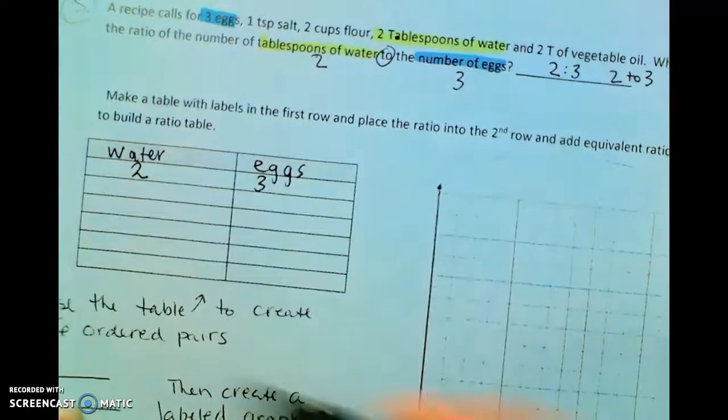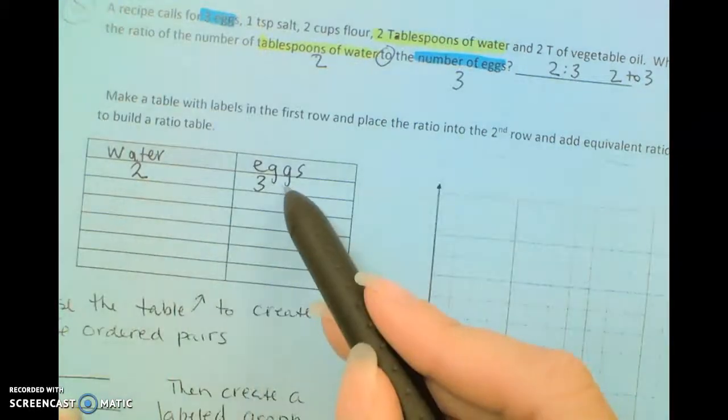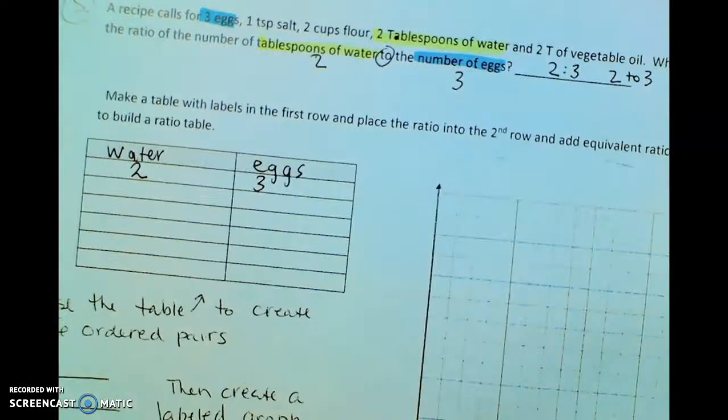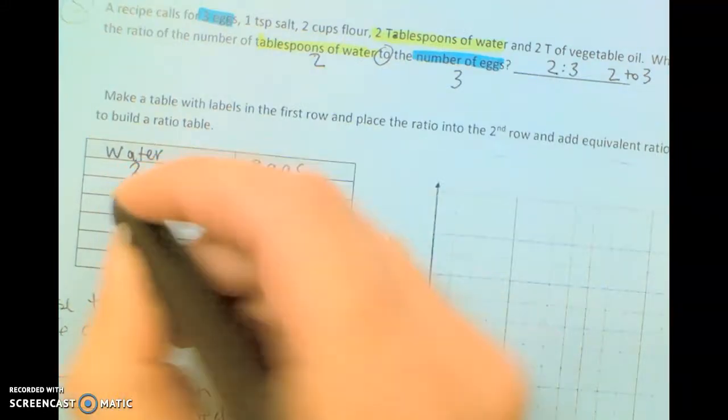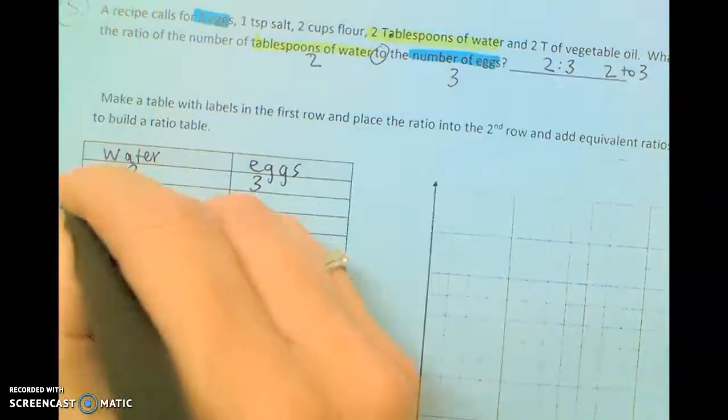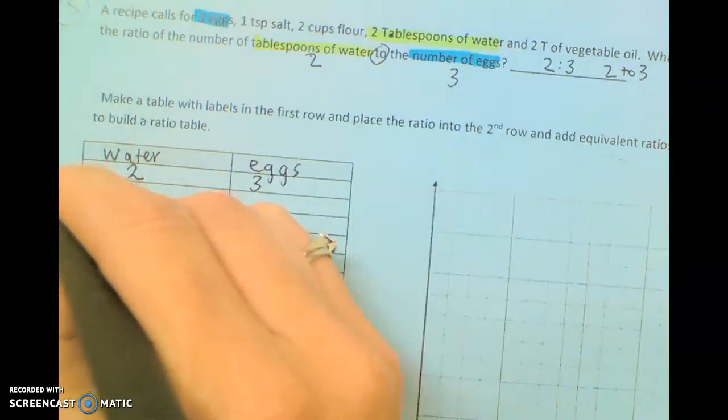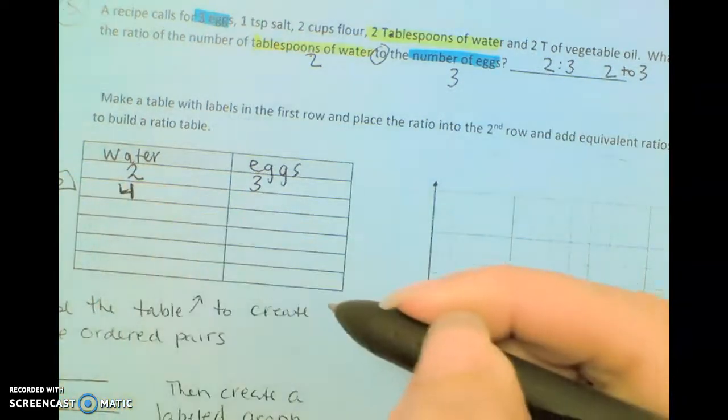Well, if they have to go in groups of 2 tablespoons and 3 eggs, that's how it gets built up. They get built up in groups. So if I have 2 groups of water, that means I'm going to have 4 tablespoons of water because here's a section of water, here's a section of water. I need 2 tablespoons, 2 tablespoons. So that would be 4 tablespoons.